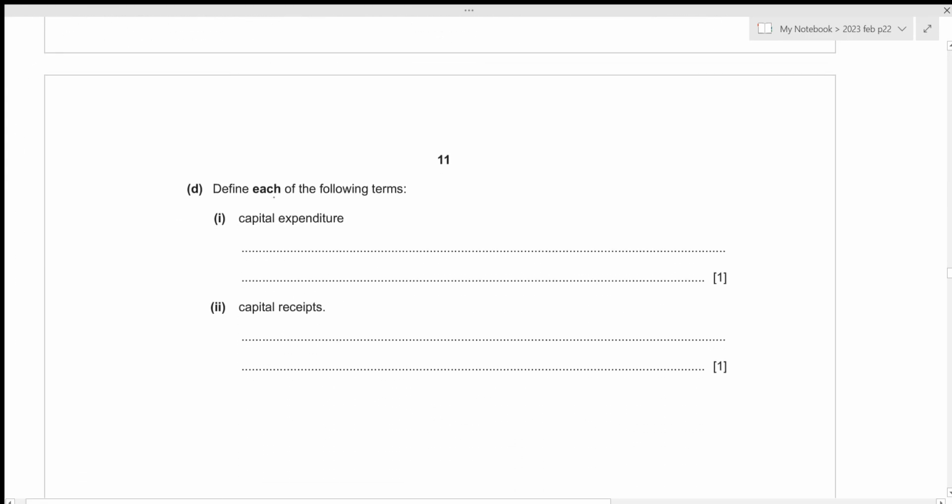Now for the fourth part, we need to define each of the following terms. The first one is capital expenditure. So capital expenditure are those amounts that are spent on any sort of non-current assets, and the improvements or the amounts spent on any long-term benefit to the businesses. Let's write it down. These are the amounts spent on non-current assets and their improvement.